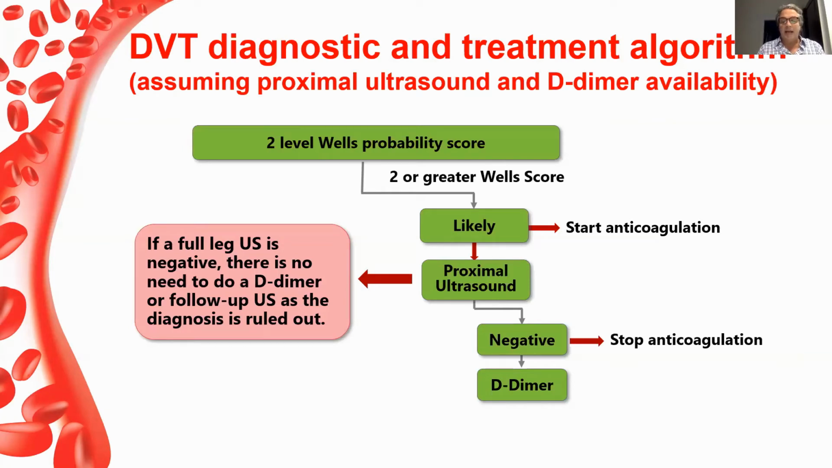So what the algorithm now says, if the proximal ultrasound is negative, stop anticoagulation and do a D-dimer. But if you can get a full leg ultrasound, you don't need to do a D-dimer because the full leg ultrasound will rule it out for you. And I'm going to show you the full leg ultrasound algorithm in a second, but if you have one originally, it does make life easier. That's why it's very important to know what kind of ultrasound you're ordering.